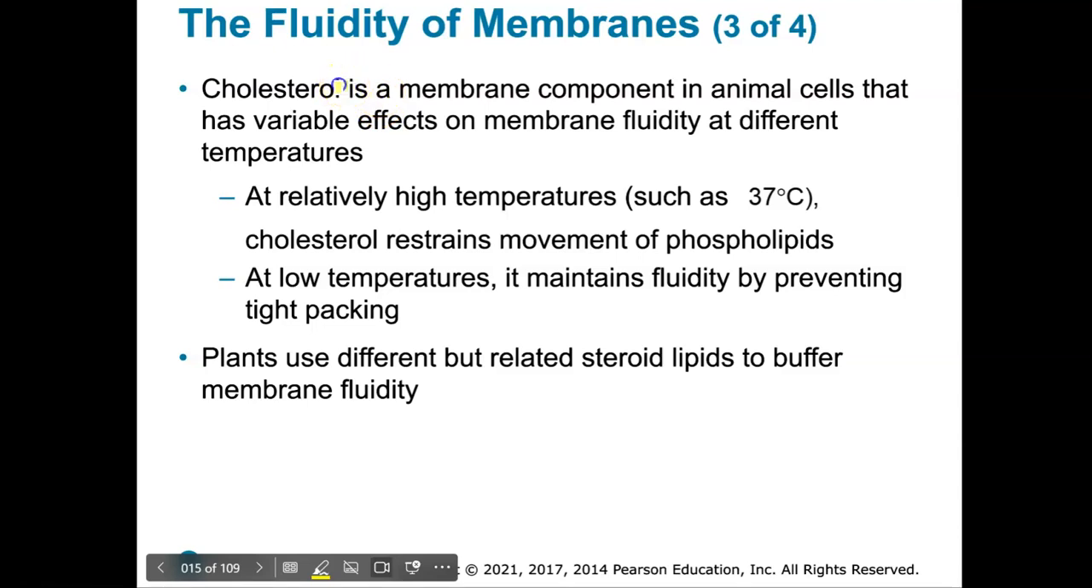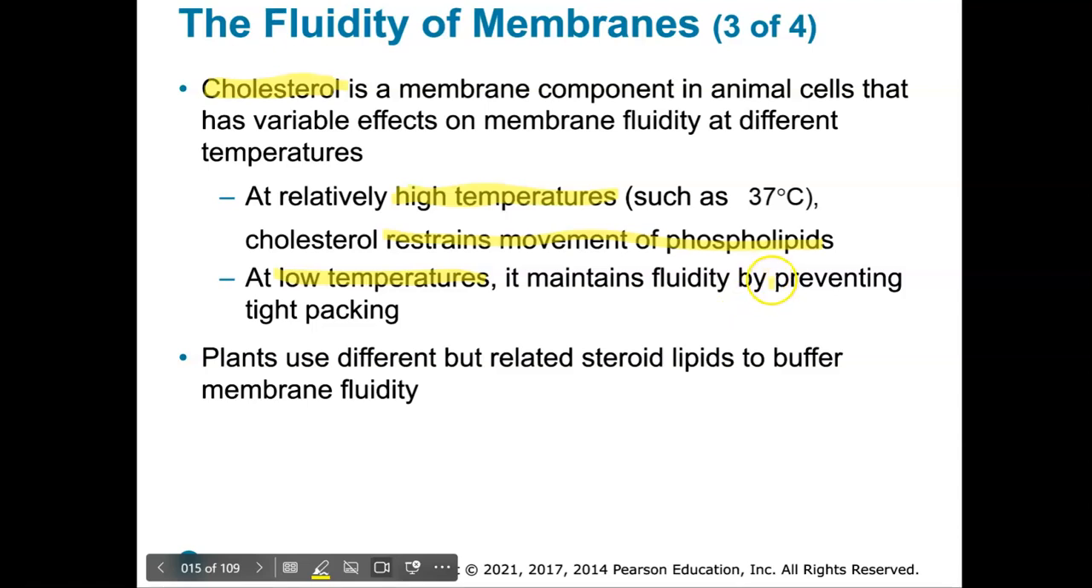Now, what about cholesterol? Because you probably saw the little cholesterol molecule. There are cholesterol molecules embedded within our plasma membrane as well. And what happens with cholesterol is if the temperatures are high, if it's hot, which means our plasma membranes are hot, cholesterol is going to function to restrain the movement of phospholipids. So it's going to keep them from being too movable, too fluid. But if the temperature is low, if it's cold, then the cholesterol is going to prevent the tight packing that you see with those saturated fatty acids.